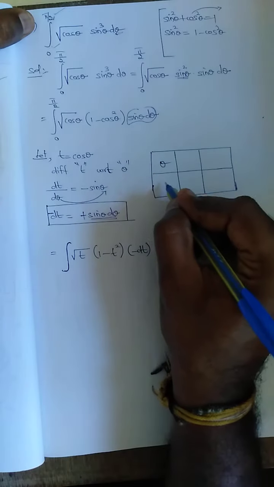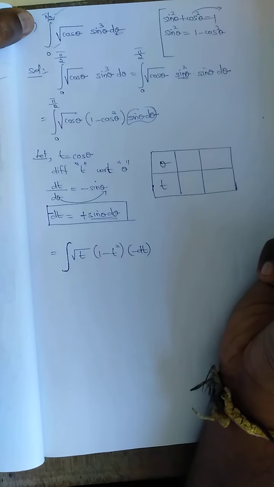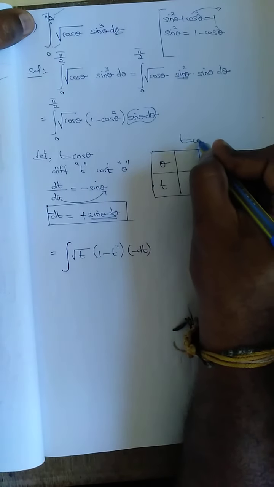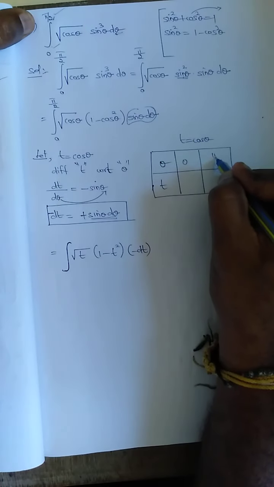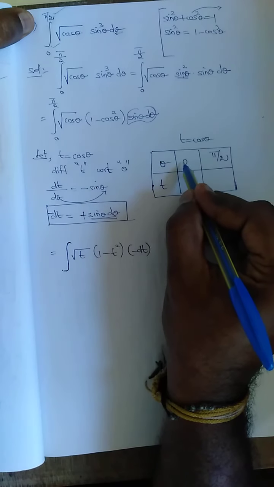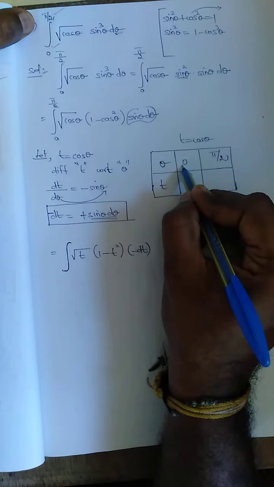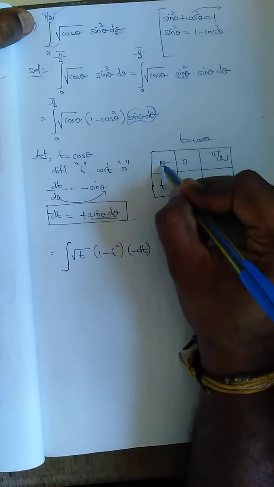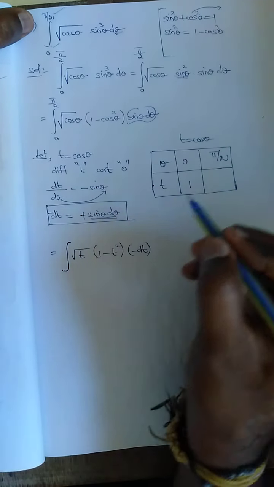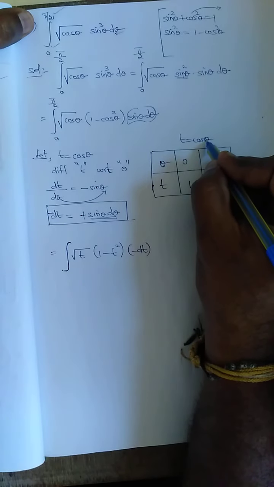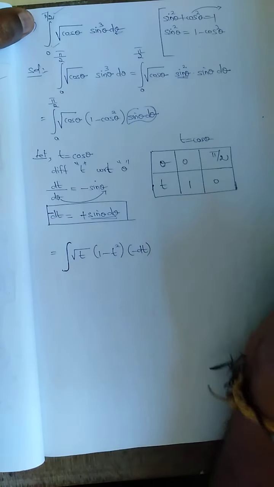This is the theta limit, this is the t limit. What is t? t is equal to cos theta. Theta limit, first one is 0, second one is pi by 2. So apply here. If theta equal to 0, what will be t? Cos 0, what is cos 0? 1. Therefore t equal to 1. If theta equal to pi by 2, cos pi by 2 is 0. Therefore t equal to 0.